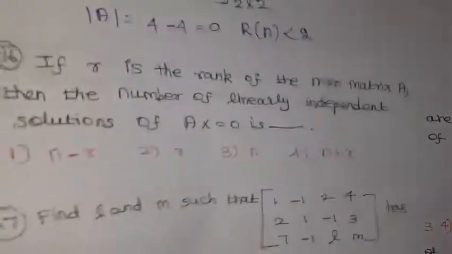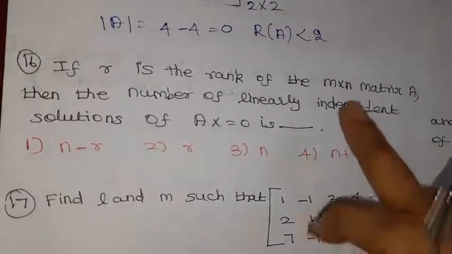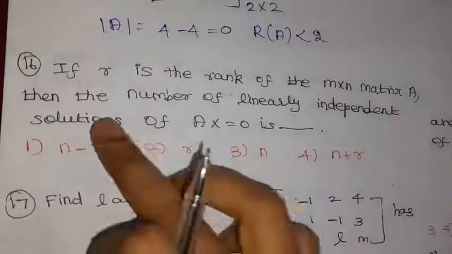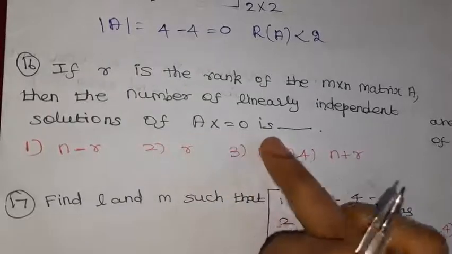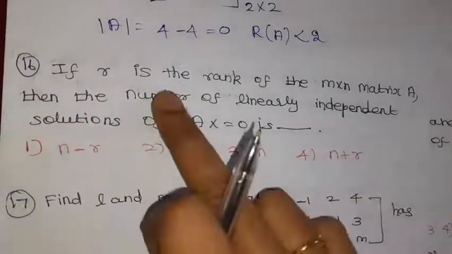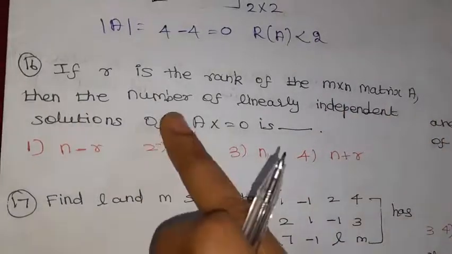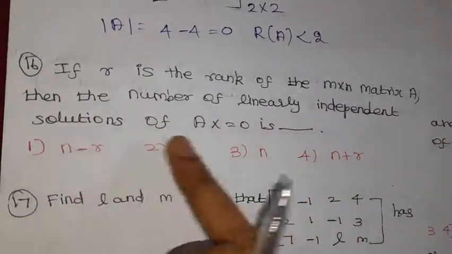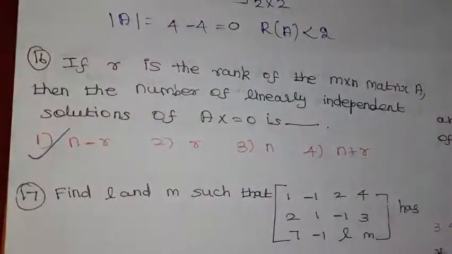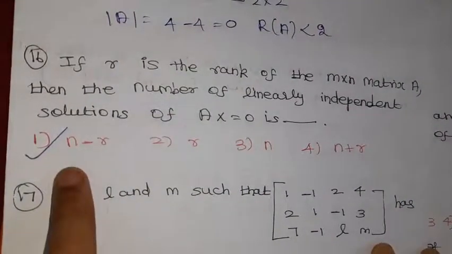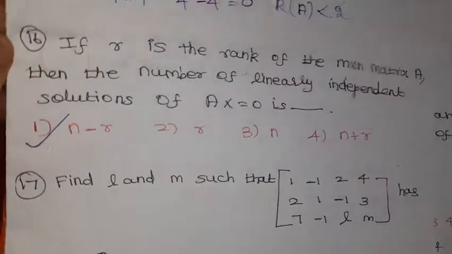Then question 6. If R is the rank of the M cross N matrix A, then the number of linearly independent solutions of AX equal to 0 is nothing but N minus R, where N is the order and R is the rank of the matrix. Option 1 is the right option.